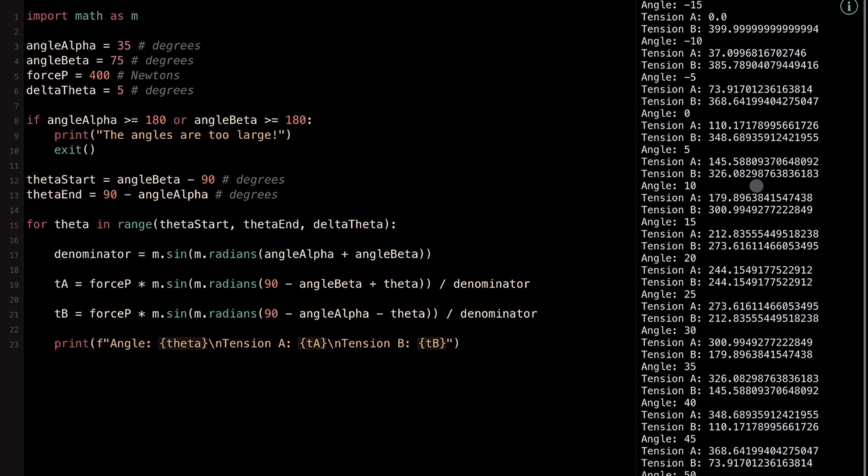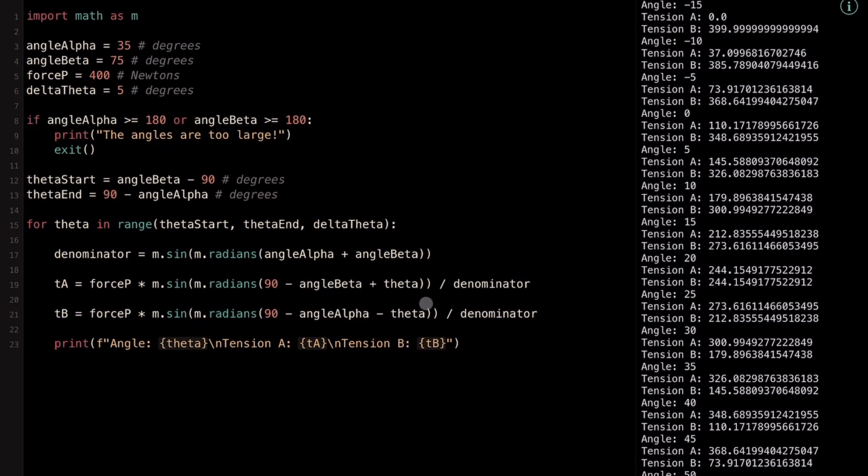And off to the side, you can see that we get a lot of numbers. For angle negative 15, that looks like our theta start value, the tension in A is 0 newtons, and the tension in B is 400 newtons. Now there's a little bit of a problem here. The values look correct, but there's an unnecessary amount of significant figures for tension A and tension B, right? We don't need to know that it's 399.999999994. Merely just 399.9 or 400 would work.